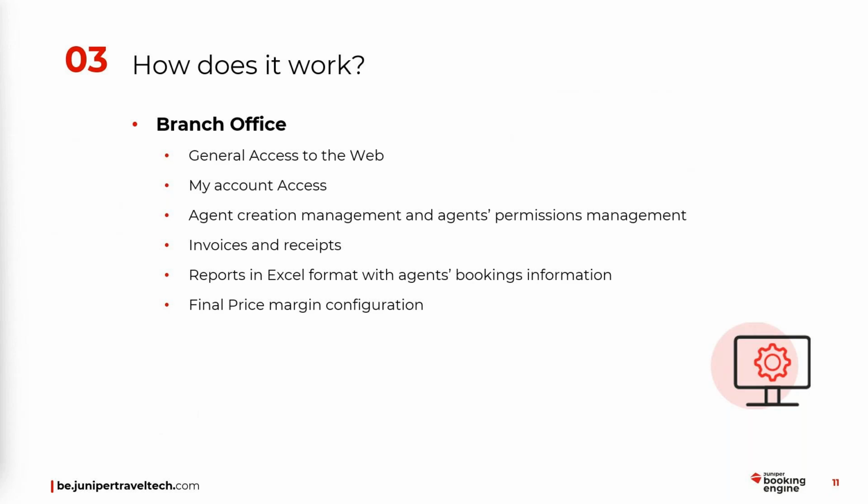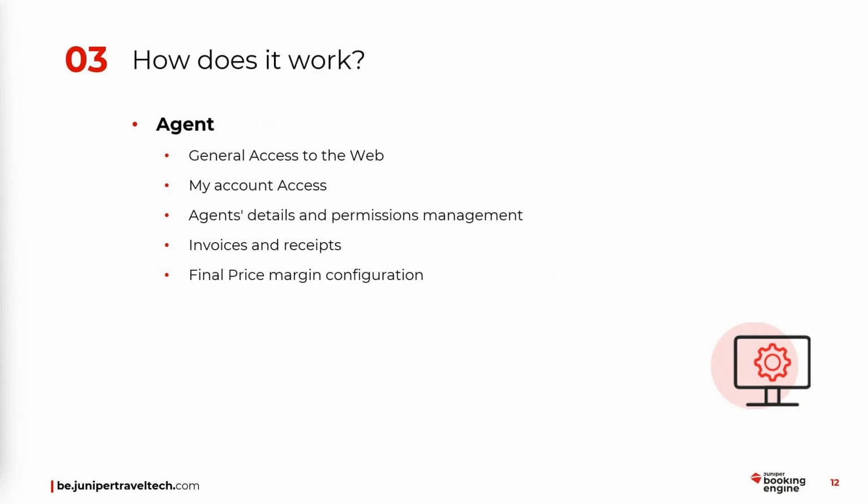The branch office has general access to the web, access account management, create agents and manage agent permissions, control over invoices and receipts, access to Excel reports with branches booking information, and the option to configure a fictitious margin. And the agent has general access to the web, access account management, agent details and permission management, control over invoices and receipts, and the option to configure a fictitious margin as well.